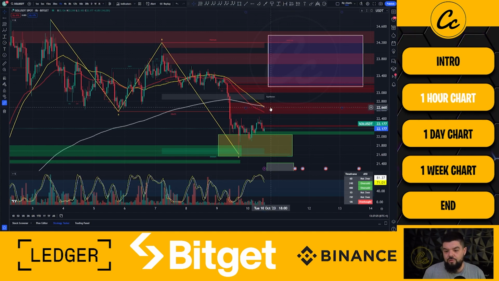However, I don't think that's going to be long lasted. I think we will be looking for a relief rally soon for Solana. Obviously we cannot time the market, but we can see that the structures are starting to tire out.